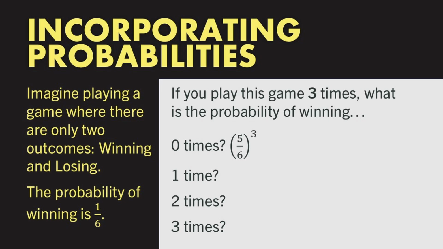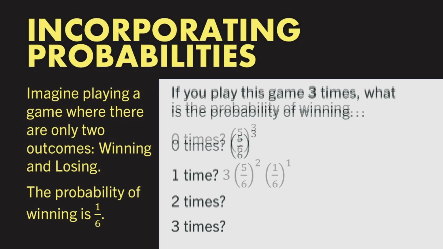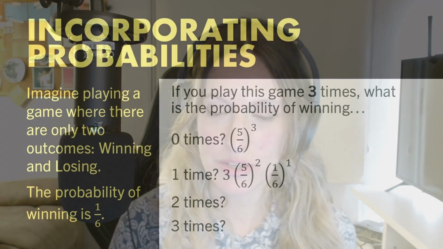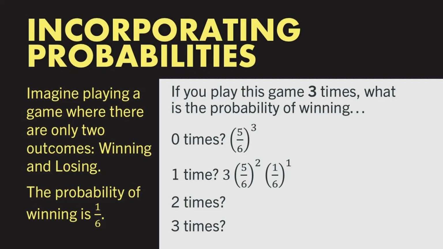So it's 5 over 6 to the power of 3, because I'm multiplying it 3 times itself. Then, for the probability of winning 1 time, I have 3 possibilities of winning 1 time. We saw that when we were working with the table and then with the Pascal triangle. So the probability of this would be 3 times 1 over 6 to the power of 1, because I'm winning 1 time, times 5 over 6 to the power of 2, because I'm losing 2 times.